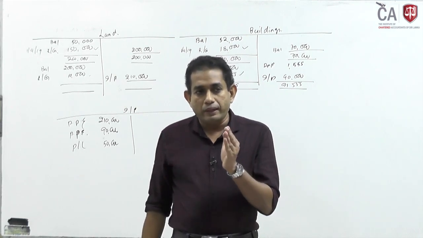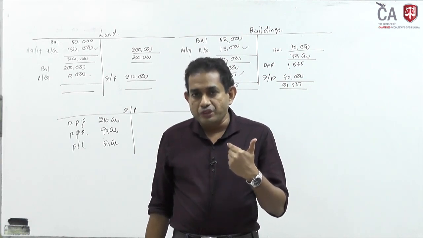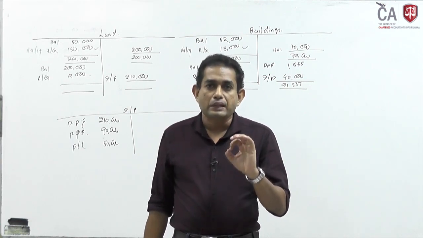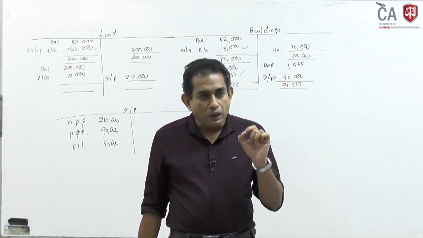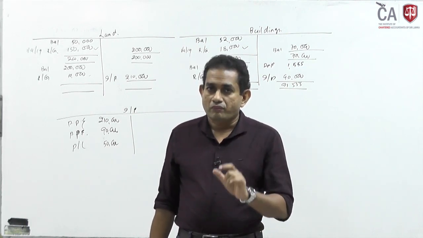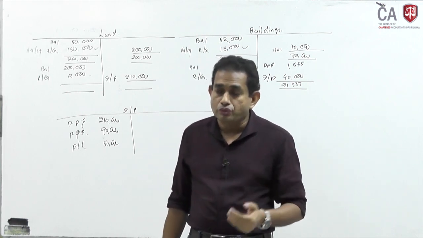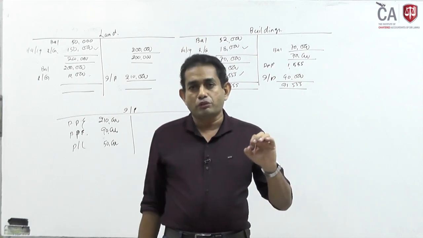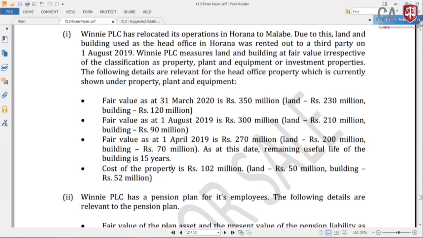So, right up to the date of the transfer, right up to the date of the change in use, properties are measured using the revaluation model under LKAS 16. So, all the revaluation gains are recognized in equity, and after being transferred to investment properties, the entity continues to apply the fair value model for investment properties, and then the fair value changes are recognized in profit and loss. So, let us look at the answer of the examiner.